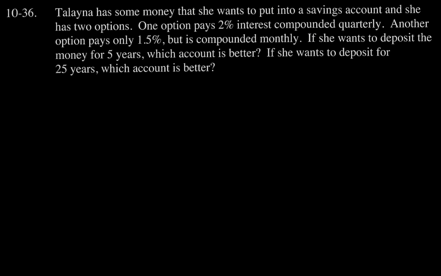Let's see. We are now at question 36 in chapter 10. Talon has some money she wants to put into a savings account, and she has two options. One option is 2% interest compounded quarterly. The fact that it's compounding quarterly is important, right? Because that means we need to make four compound periods out of this 2% interest. So our equation is going to look a little different than it would if it was just compounded annually.